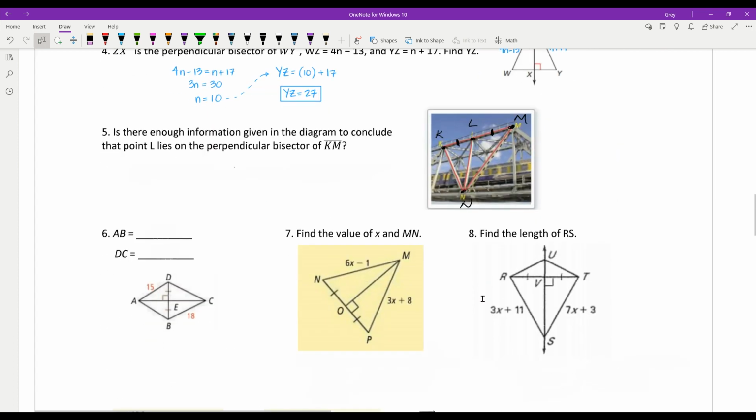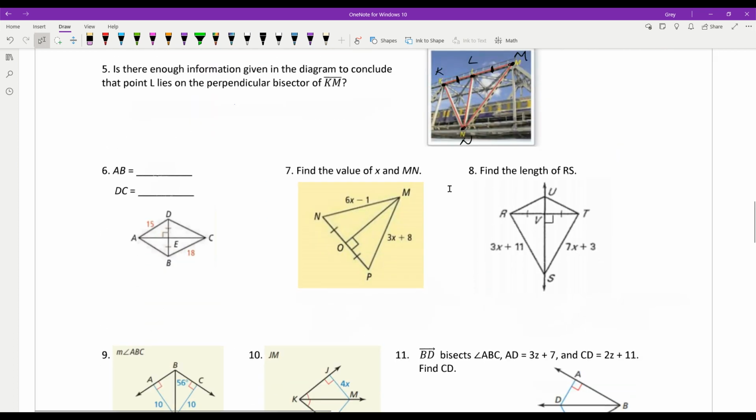All right, look at number 5. Is there enough information given in the diagram to conclude that point L lies on the perpendicular bisector of KM? So point L, okay? Does it lie on the perpendicular bisector? Well, we know it's the bisector, but we're not told anywhere that it's perpendicular. We don't know that NM is equal to KN, so we do not know that it's on the perpendicular bisector. Mainly, we would need to know that NL is perpendicular to KM.